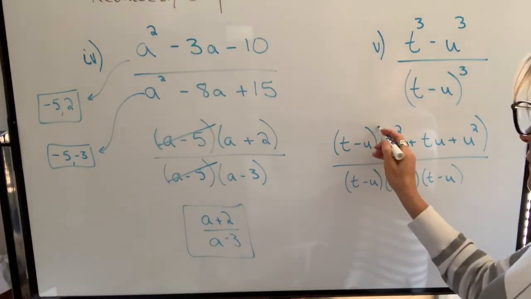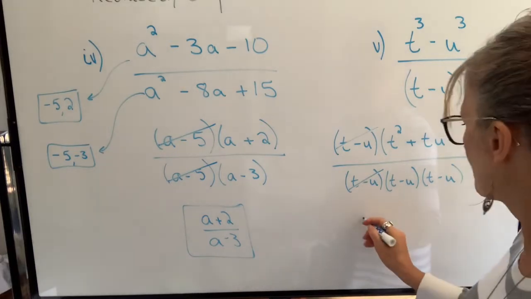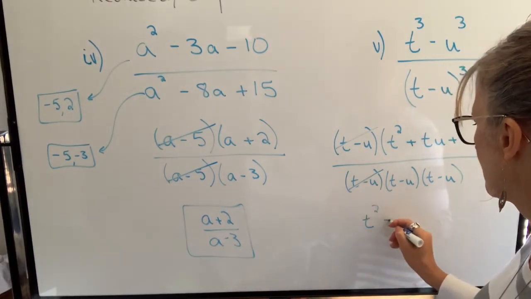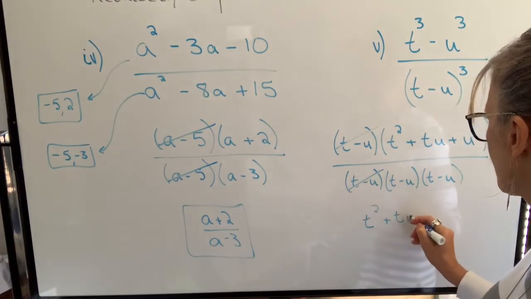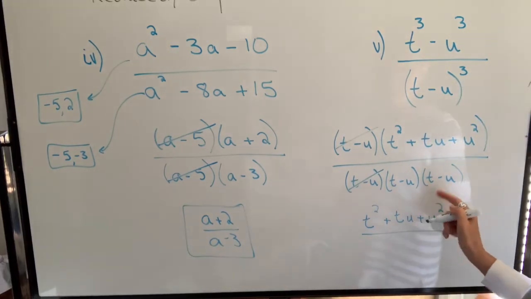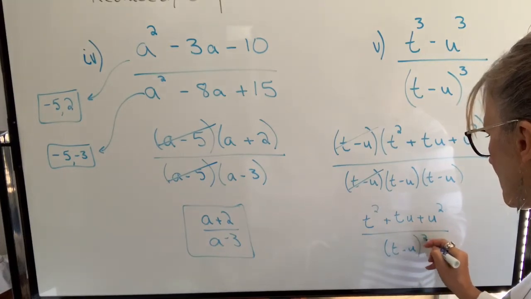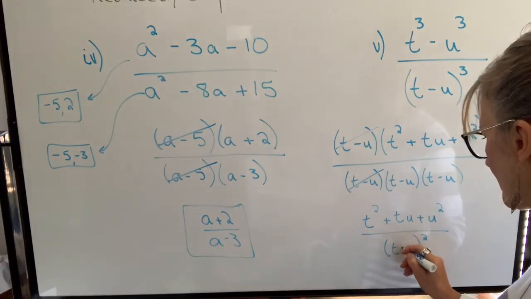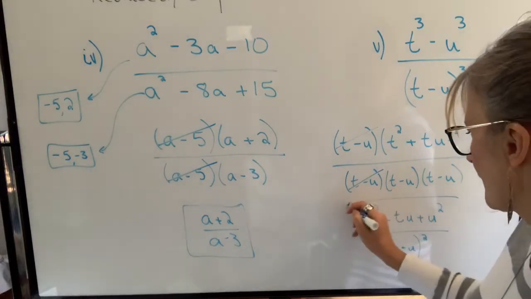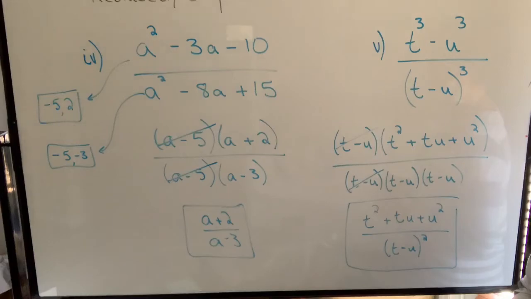Now I have a common factor of t minus u in the numerator. I have it in the denominator as well. So I'm going to be left with t squared plus tu plus u squared over, I can write this in factored form, or I can write it as t minus u squared. And that would be the final simplification.